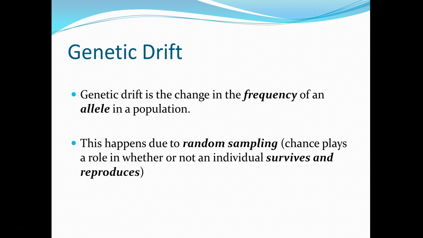Genetic drift is a change in the frequency of alleles in a population. So anytime you have a change, and this can be measured often as a percentage or a ratio, whenever that changes, that's referred to as genetic drift.